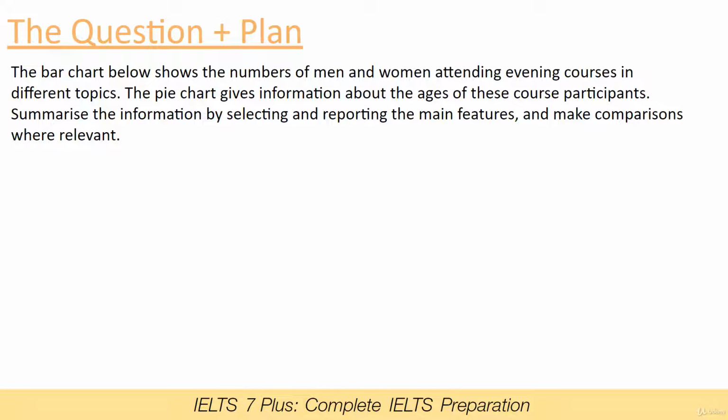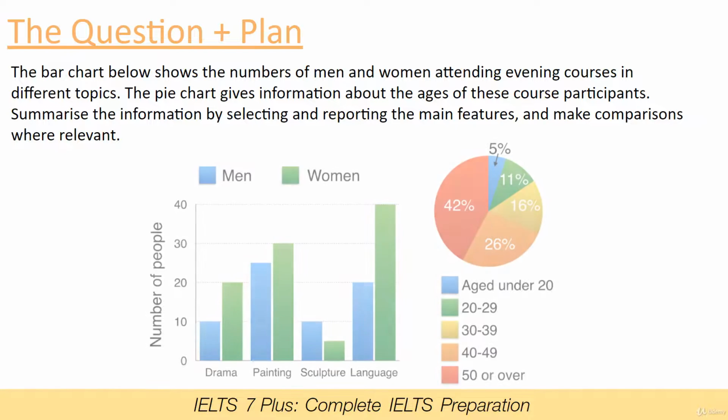Okay, so even before I've seen the visual information, I know that first sentence we've got a bar chart. Men and women in evening courses, different topics. We also will have a pie chart. I assume one, because it's not plural, charts. A pie chart, which is information about the ages of these course participants, the people who are enrolling in these night courses. So we're going to learn a few pieces of information. Right, let's take a look at this.